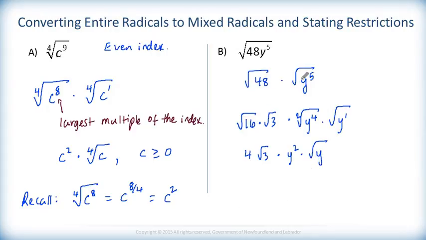So I started off by separating things, separating even further. Now it's time to recombine. The 4 and the y squared are outside the root sign, so we'll put them together. And the root 3 and the root y go together to get the root of 3y. The restriction is that 3y has to be greater than or equal to 0. Divide both sides by 3, and we've got y greater than or equal to 0.